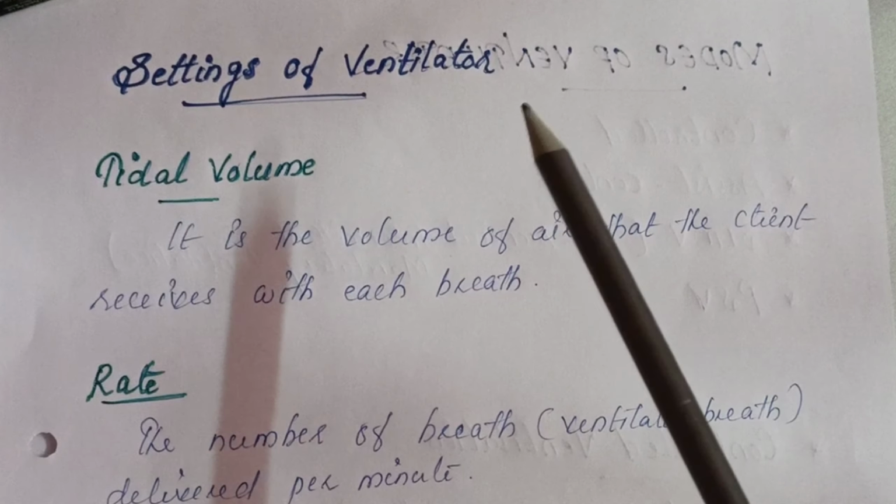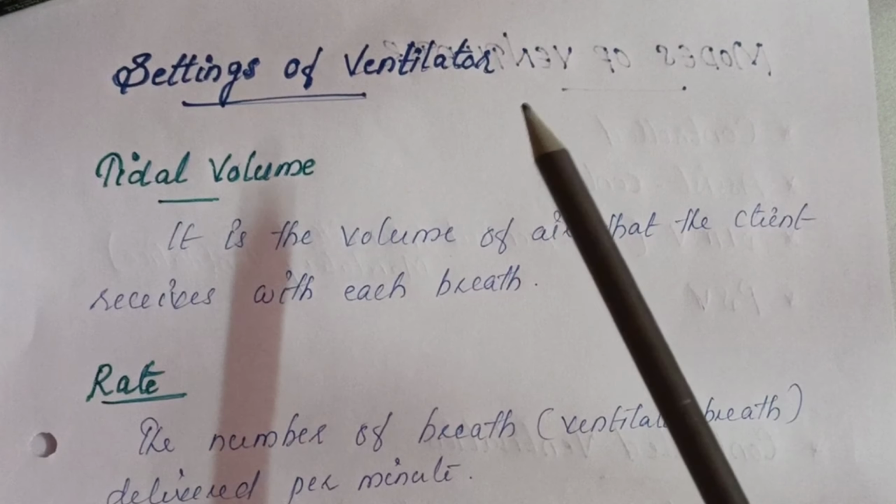Now let us see the settings of the ventilator. The first one is tidal volume. Tidal volume is the volume of air that the client receives with each breath. Now rate. Rate is nothing but the respiratory rate, the number of ventilator breaths delivered per minute. In 1 minute, how many breaths the patient has to take.